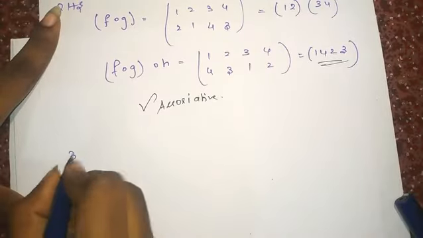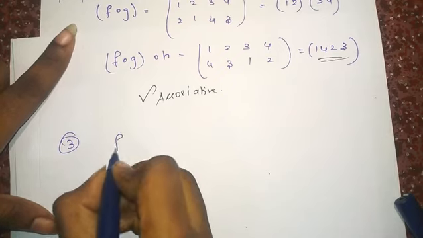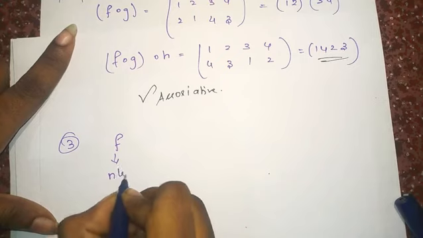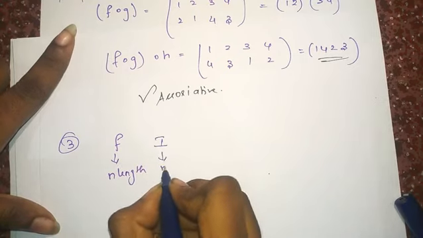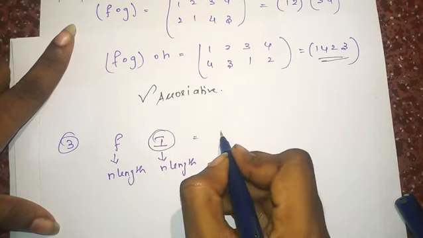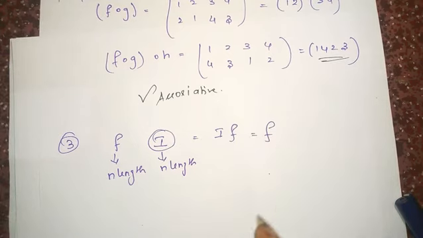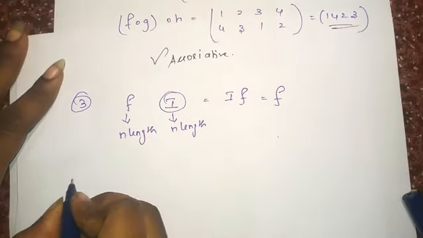Third one is identity. We have already discussed that I'll take a permutation F of length n, and I'll take a permutation I which is also of length n. Here I is the identity permutation, and I get I composition F to be F itself. I have provided this in the description box. You can refer to it.